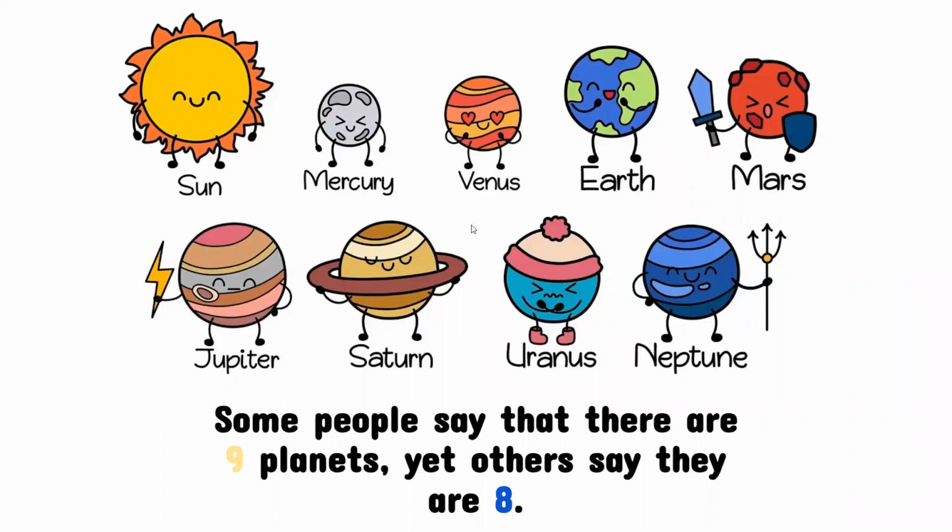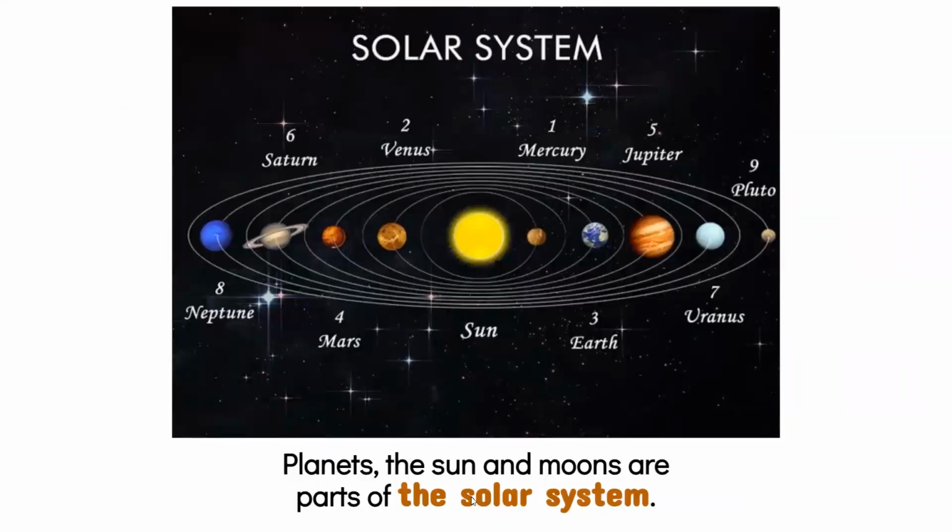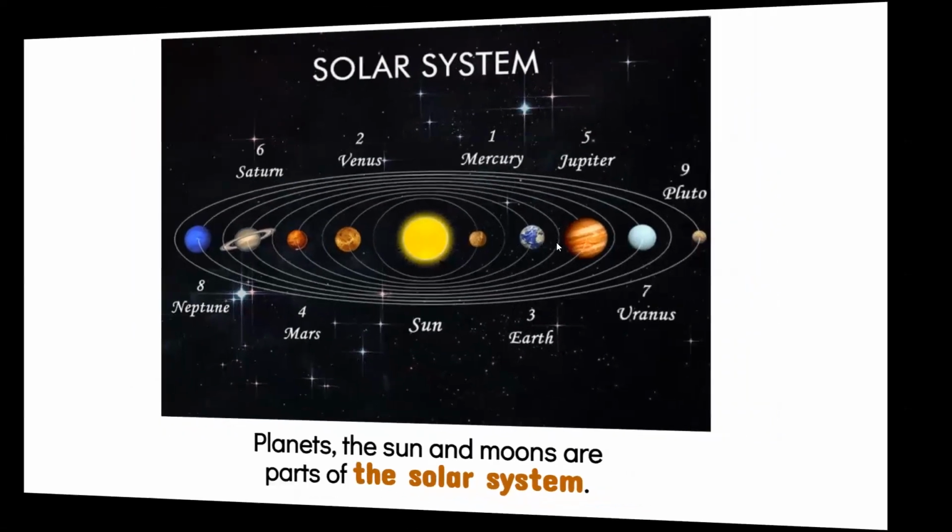Okay, so here we have another picture that shows the sun and the planets that we have. Here I'm telling you that some people say that there are 9 planets, yet others claim that there are 8. Actually, Pluto was discovered in 1930, and at that time they considered it a planet, but they stopped considering it a planet, I guess in 2006, I'm not sure, but I need you to know that we have only 8, not 9, okay?